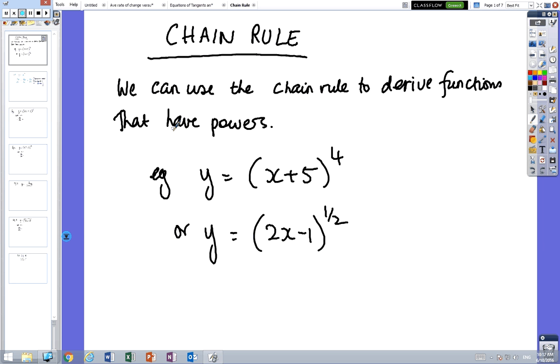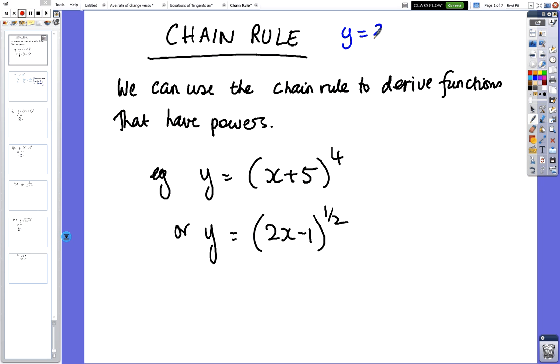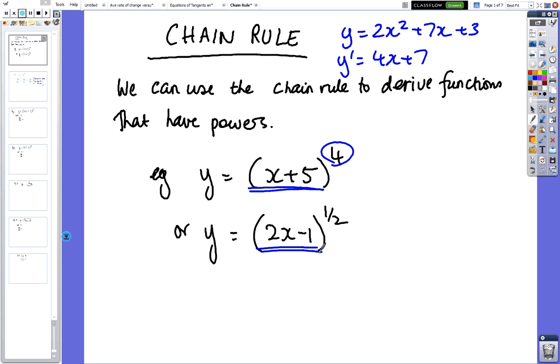Okay, so we're looking at finding derivatives of some more complicated functions. Like when we were doing it before, when we had y equals 2x squared plus 7x plus 3, we could just do the shortcut. But now we've got powers. Obviously we could expand the bracket out and that would take us forever, but you can't expand out a bracket that has a fractional indice. So what we need to do is look at a different method. So come across when you're ready.